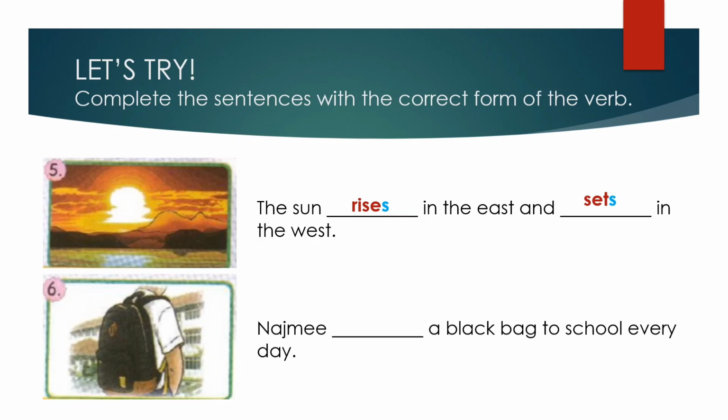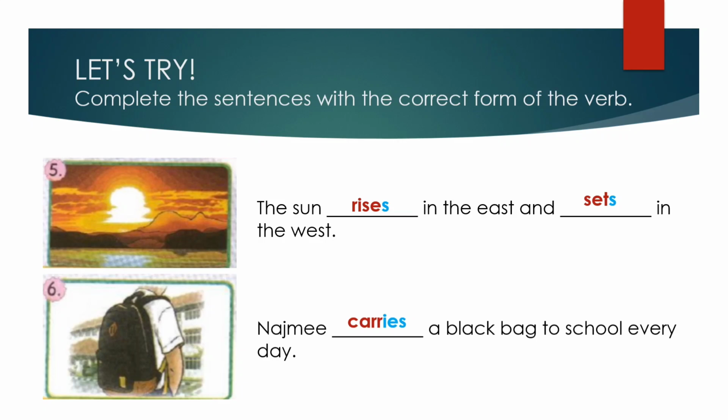Okay, number 6. Nudge me carries a black bag to school every day. As you can see here, nudge me is only one person, and we can replace nudge me with the subject pronoun he. Okay, now what happened to the verb? Yes, you need to add s, es, or ies. The answer is carries.